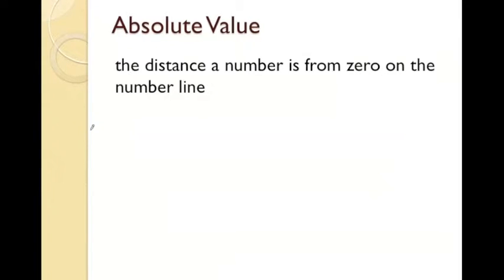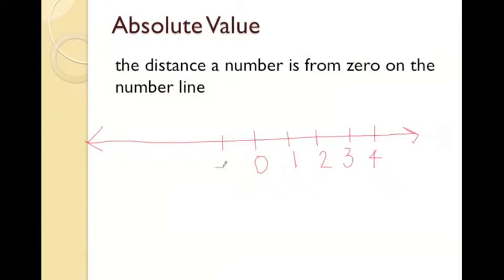So go ahead, bear with me as I draw a very rough number line. Let's go ahead and put 0. We'll go ahead and do 1, 2, 3, 4. Let me go ahead and label these numbers, 3 and 4. Let's add some negative numbers on our number line, negative 1, negative 2, negative 3, negative 4. So the notation for absolute value are these two bars.